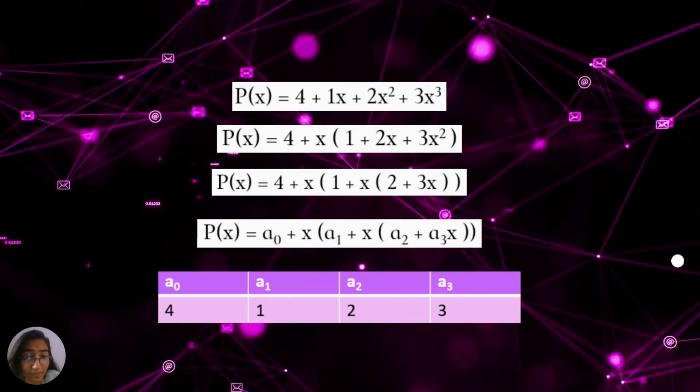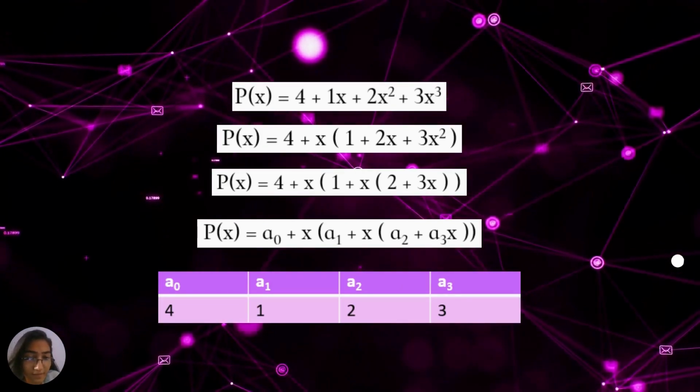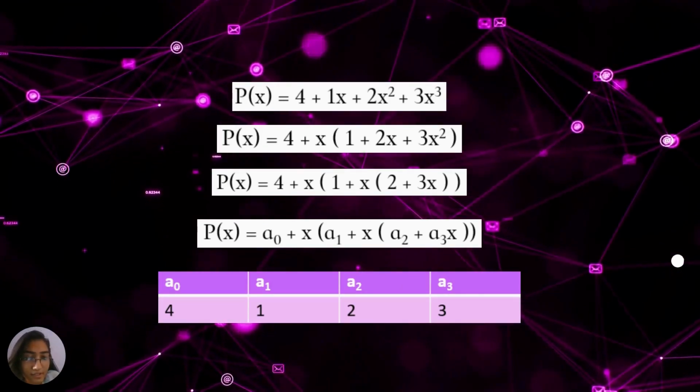And we can compare it to the general equation. Then we can see that a naught here is our 4. Now a1 here is our 1.